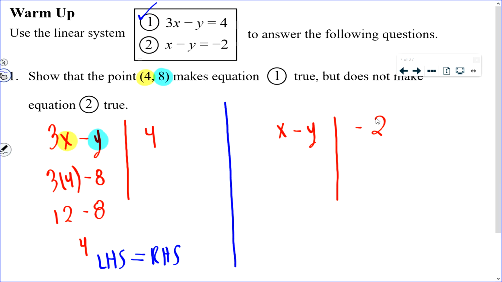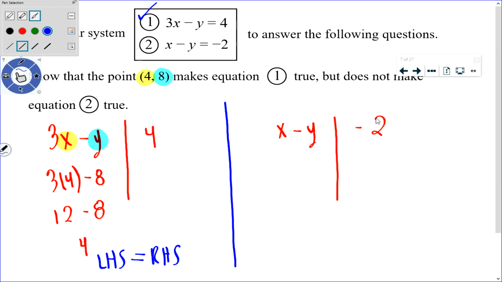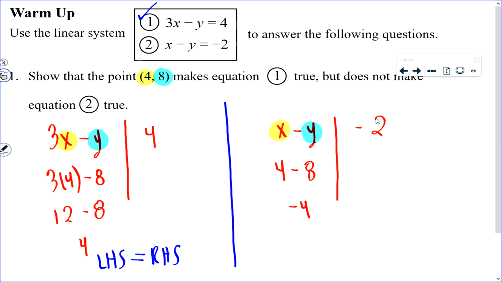Now let's do the same thing for equation 2. Again, wherever we see an x, we're going to put the x coordinate in the question, which is 4. And wherever we see a y, we're going to put the y coordinate, which is 8. So I get 4 minus 8, and I subtract 4 minus 8 and get negative 4. And clearly, the left-hand side and the right-hand side are not equal to each other. And that's what we were asked to demonstrate.